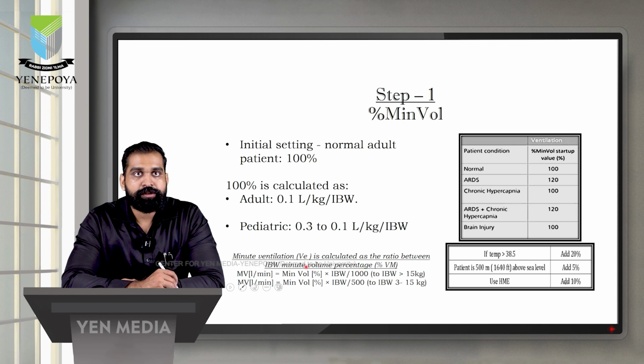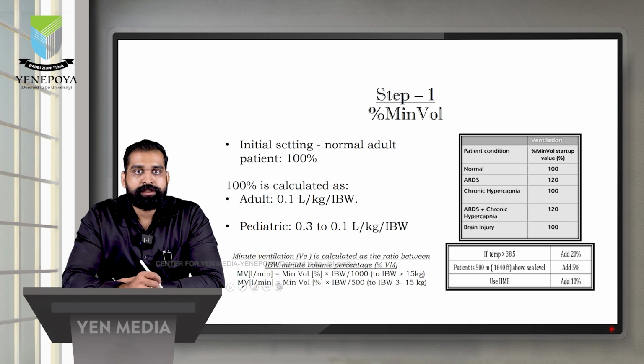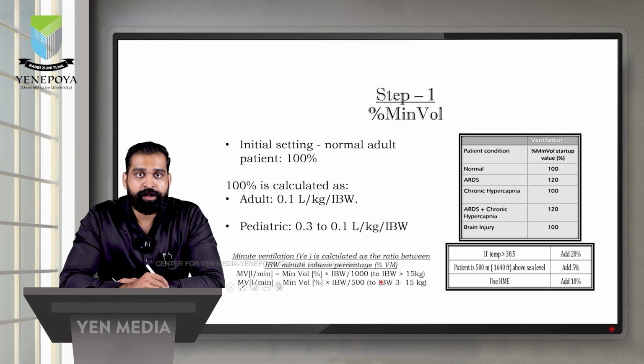Now, if you imagine a minute volume of 100, as in the case of a patient with normal lung, and an ideal body weight of 70, so 100 times 70, you have 7000 divided by 1000, which gives you 7 liters per minute of minute volume. Likewise, if a patient's ideal body weight is between 3 to 15, then you can use the following equation, where you're going to divide by 500 instead of 1000.